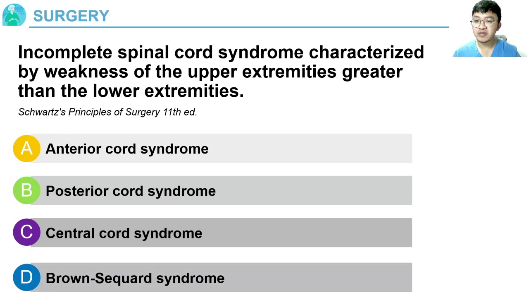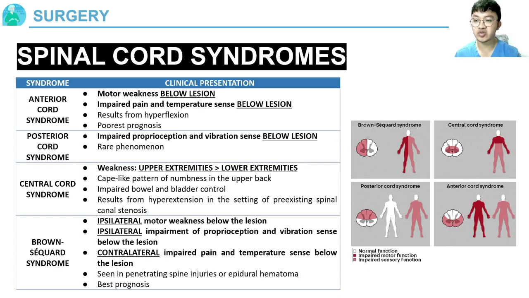Next, incomplete spinal cord syndrome characterized by weakness of the upper extremities greater than the lower extremities. We have what you call your central cord syndrome, right? Weakness of the upper extremities more than lower extremities, you have your sacral sparing, right? Sacral sparing syndrome. Again, that's your central cord syndrome. So for spinal cord syndromes, you have your anterior cord, posterior cord, central cord, and your Brown-Séquard cord syndrome.